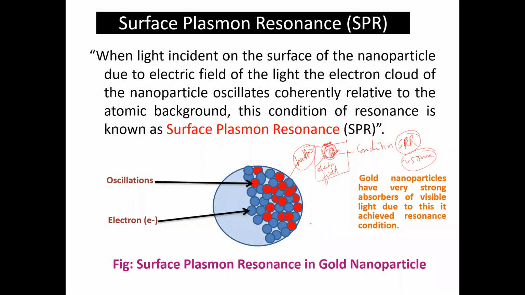So the equation of SPR, the surface plasmon resonance, can be used. The equation is ωp equals the root of 4 pi n e raised to power 2 upon m star, where n is the number of electrons in the plasma, e is the charge on the electron, and m star is the effective mass of the electron.